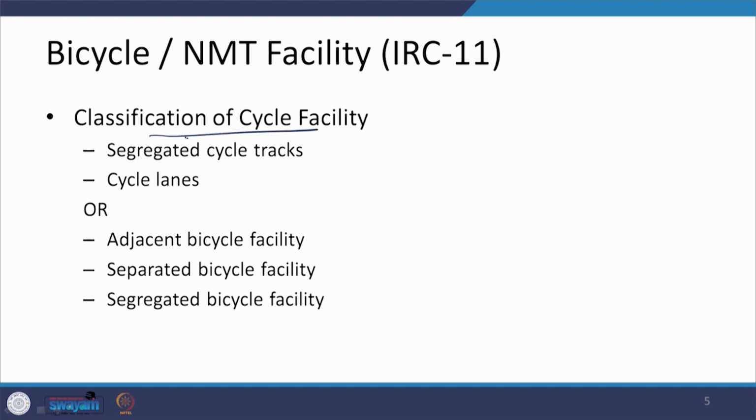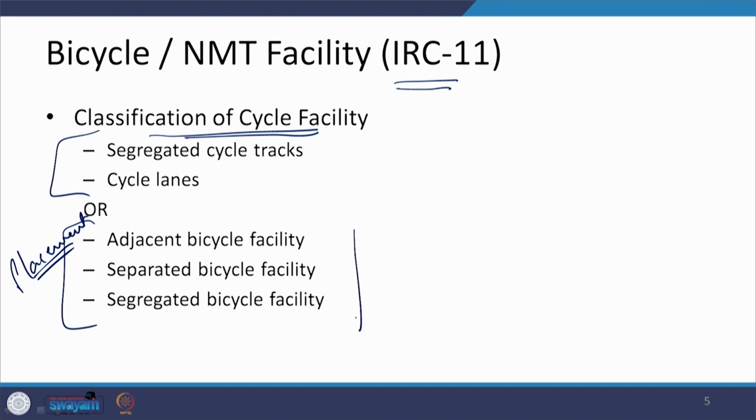Now, the classification of these bicycle facilities can be segregated cycle tracks or cycle lanes, which are based on the IRC 11, or on the basis of the placement of the bicycle facility and the type of separation which is being provided by way of any physical feature or marking, etc. They can also be defined as adjacent bicycle facility, separated bicycle facility, or segregated bicycle facility.